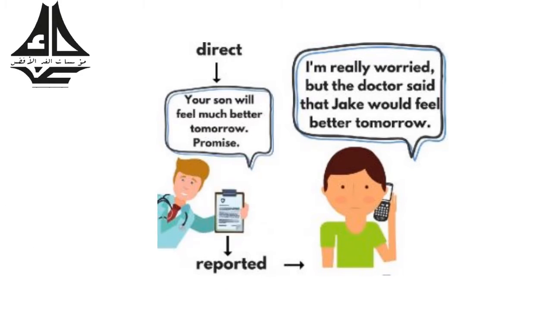Take a look at the example. A mother takes her son to the doctor. The doctor, after examining the son, says, "Your son will feel much better tomorrow, promise." This is direct speech or quoted speech. That's what the doctor said word for word.